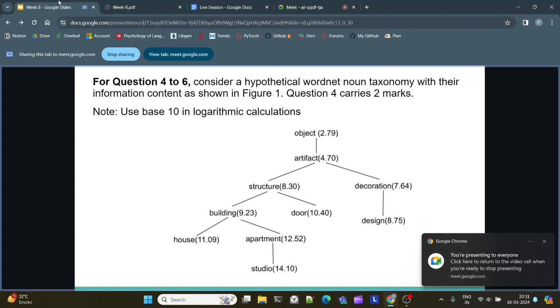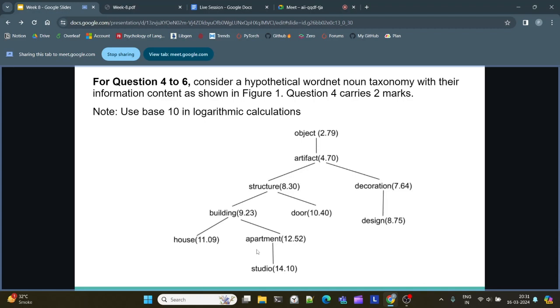If we see that tree, the path length from building to design will be 4 here, and the depth here is 5. So 2 times 5, which is 10, should come out in the denominator. After plugging all these things into the formula, we'll get 0.39 or something like that. 0.39. Okay, yeah, that's correct.